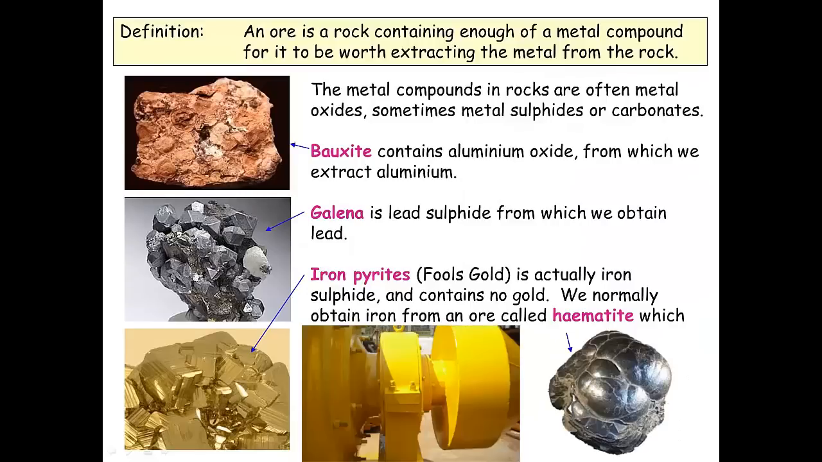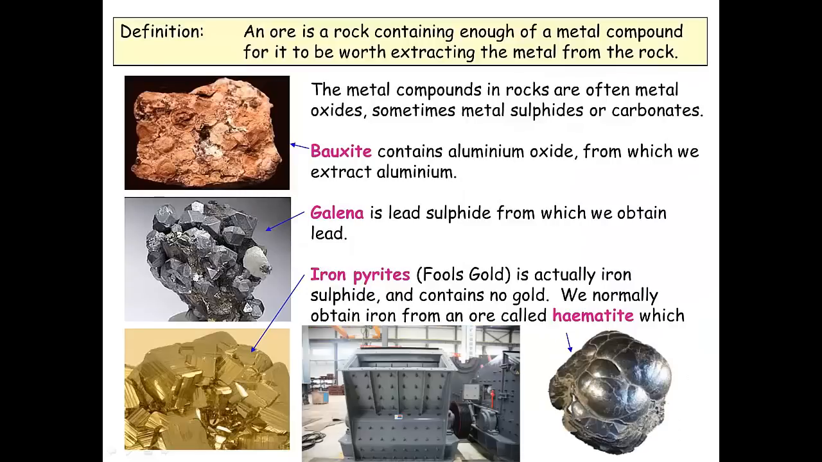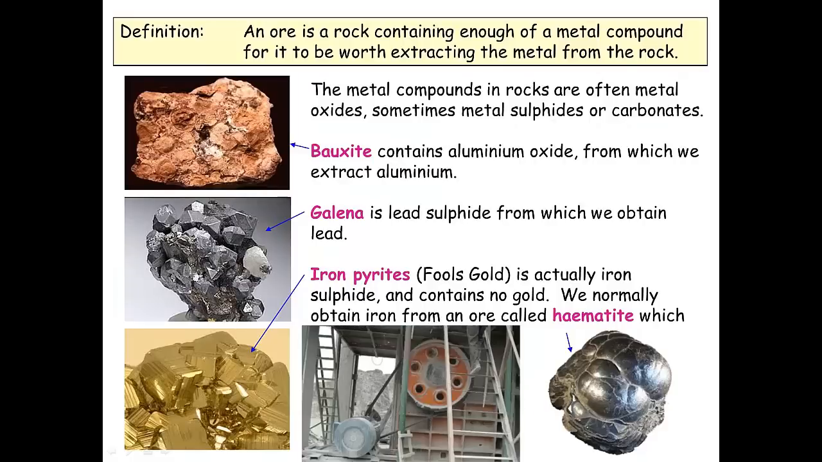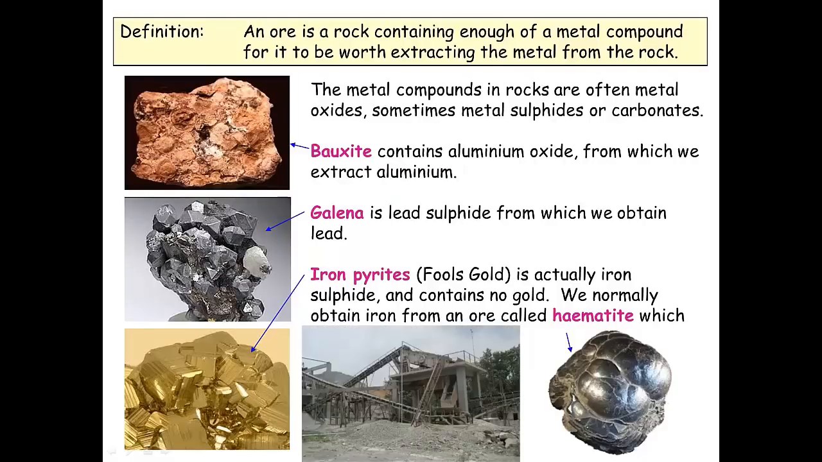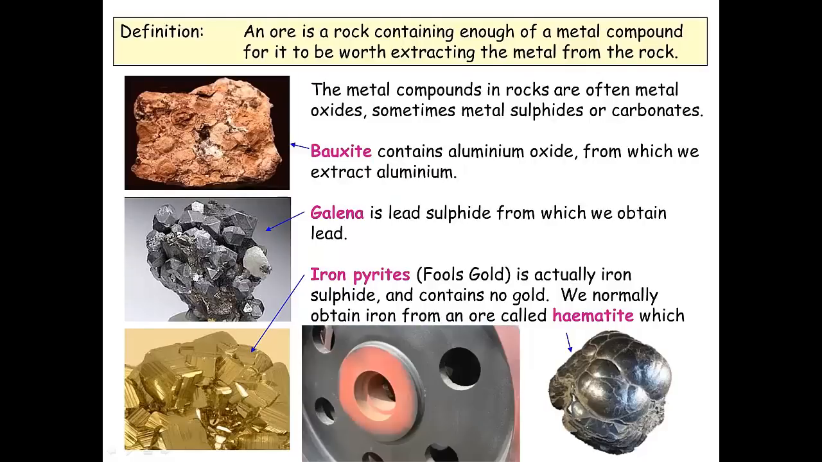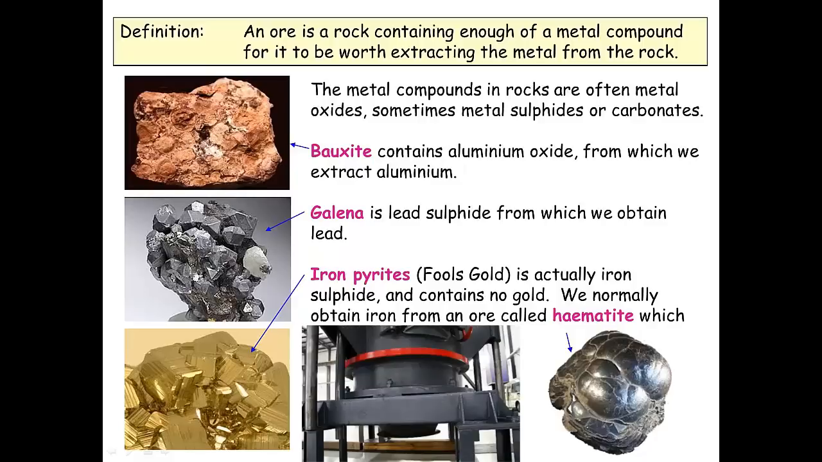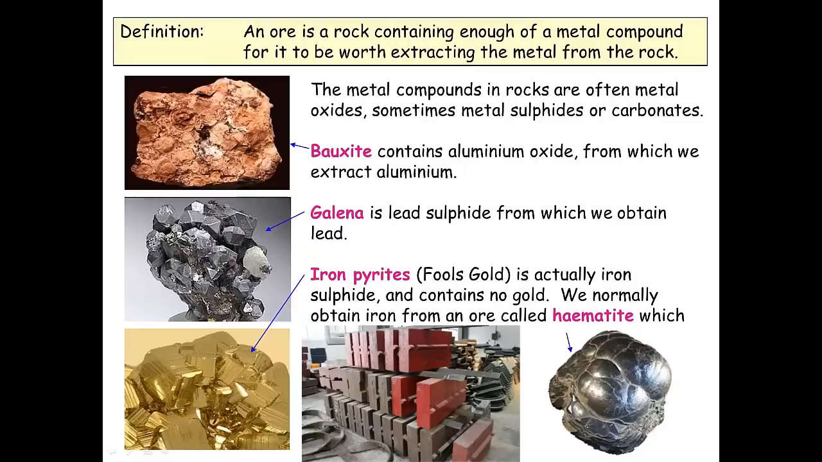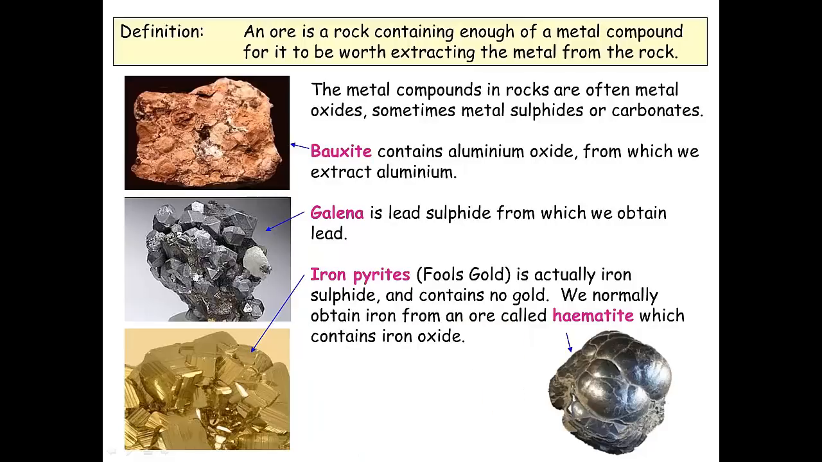Ores are rocks that contain enough of a metal compound for it to be worth extracting the metal from the rock. Some common ores include bauxite, which contains aluminium oxide from which we can extract aluminium, galena, from which we can extract lead, and haematite, which sounds like haemoglobin, which might give you a clue to what's in there. It is iron in the form of iron oxide.